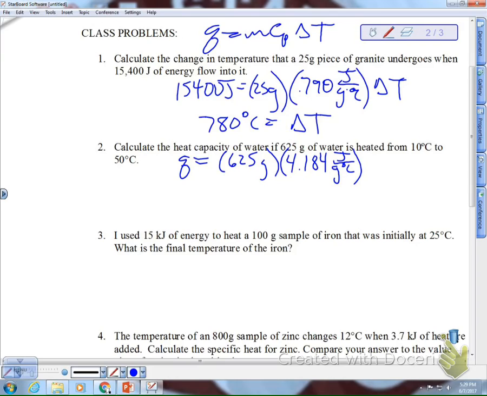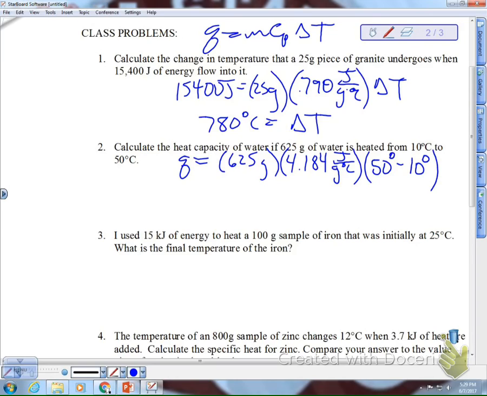4.184 is the one I memorized in college. 4.184 is also the conversion factor from joule to calorie. So I'm not going to be memorizing a new number just because that chart had a slightly different number. And then in this case, delta T, we were given from 10 to 50. The way we write that is final minus initial, so it's 50 minus 10.